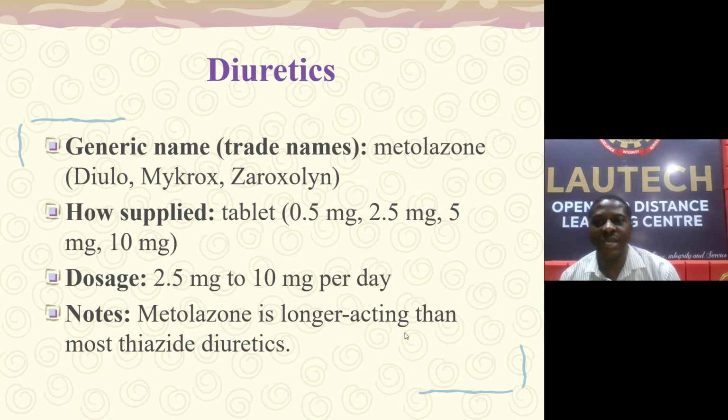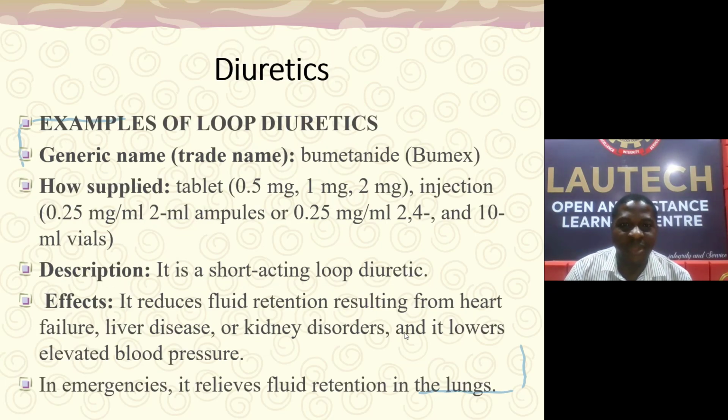Another example is metolazone, and the trade names are Diulo, Mykrox, Zaroxolyn. They are being supplied in tablet form of 0.5 milligram, 2.5 milligram, 5 milligram, and 10 milligram. Then the dosage is 2.5 milligram to 10 milligram per day. Note, metolazone is longer acting than most thiazide diuretics.